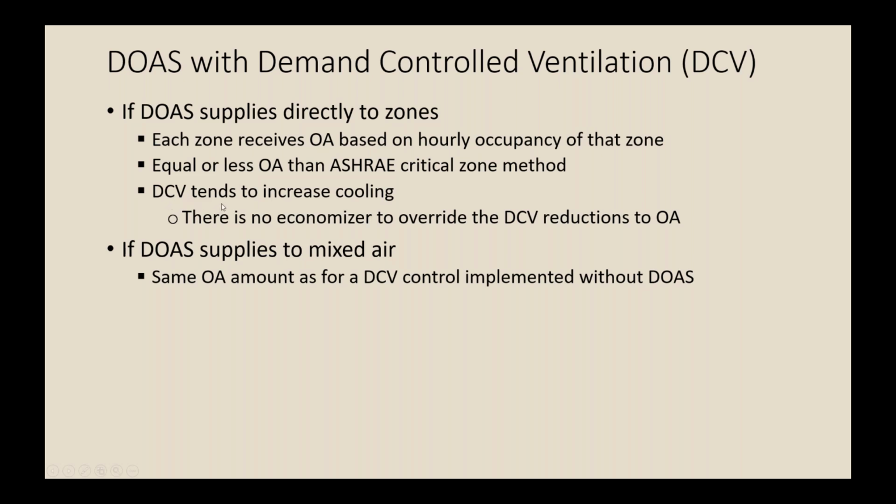Another thing that kind of surprised me, but made sense once I looked at it, was that at least in an office building, the demand controlled ventilation with the DOAS tends to increase your cooling load. The reason for that is when you have DOAS, there's no ability to have an economizer. So if the demand control ventilation is reducing the outside air, and there are potentially significant times when the system actually wants that outside air in order to provide free cooling, you end up with some increases in cooling energy as a result of that.